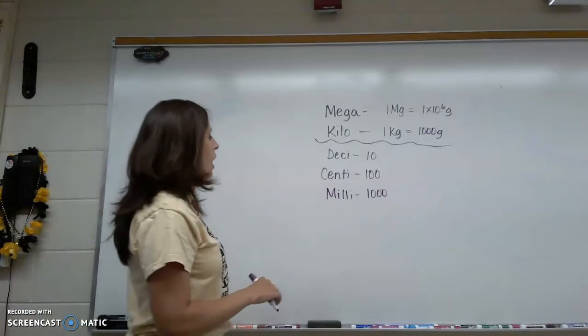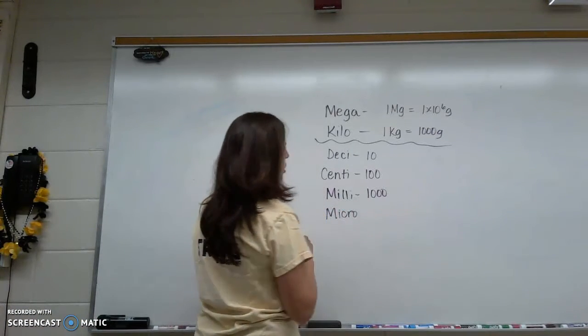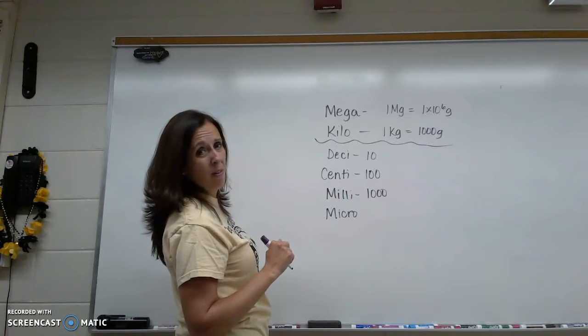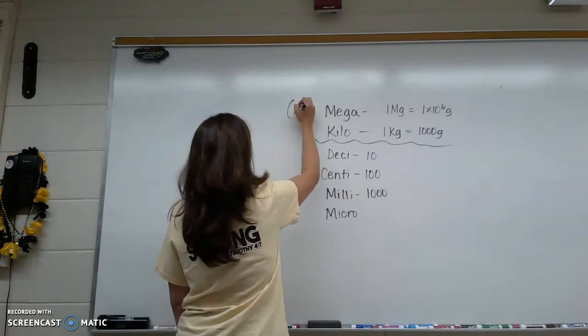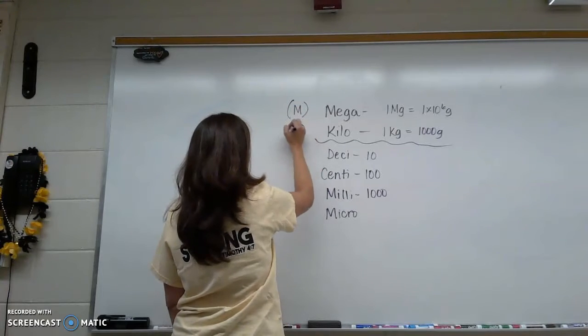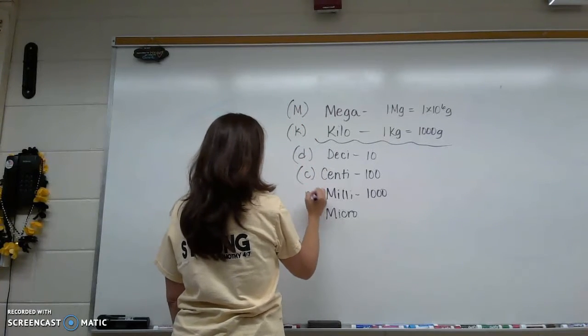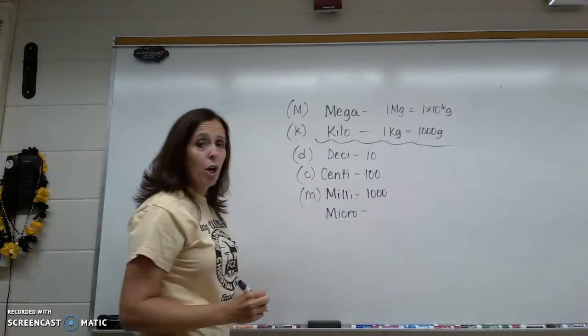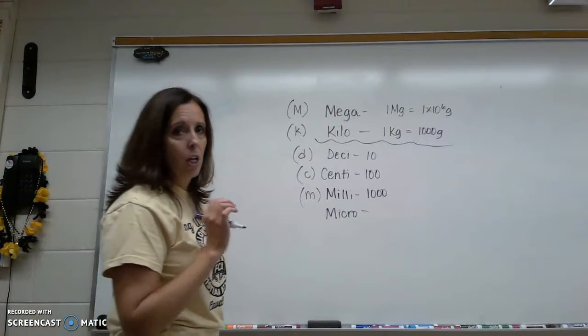Okay? After milli, there's micro. And I didn't put abbreviations beside them, and I should go back and do that for you. Mega is capital M, kilo is K, deci, centi, milli. Micro is millionth. There are 1,000,000 micrograms in 1 gram.